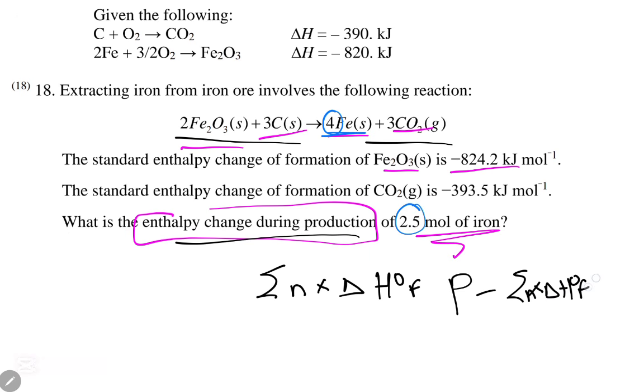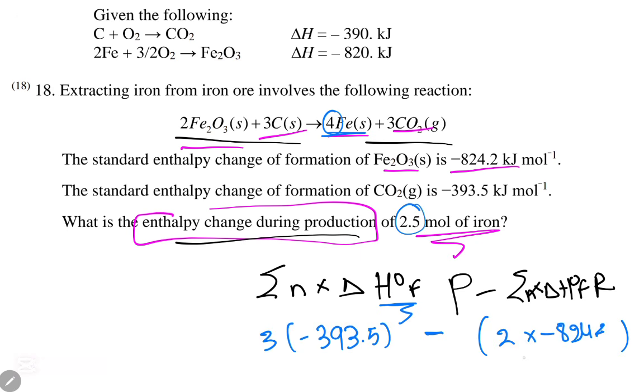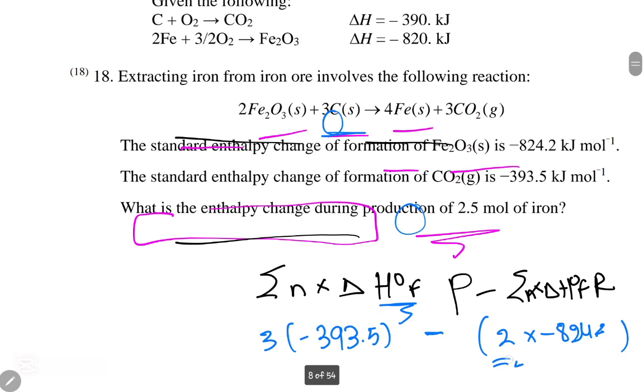Of the reactants, right? So delta H of formation of the products, which in this case is 3 times minus 393.5, minus the ones of the reactants. You only use the ones that they gave you, because look, these two are elements, they're not going to have any enthalpy of formation, right? So minus 2 times minus 824.2, and you'll get an answer which is 467.9 kilojoules per mole.